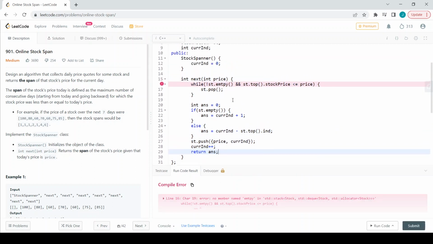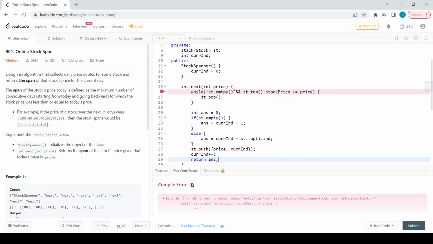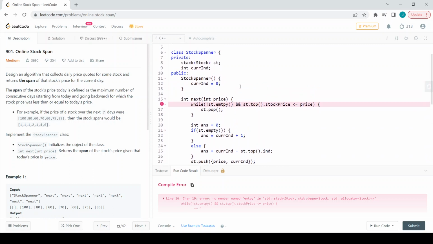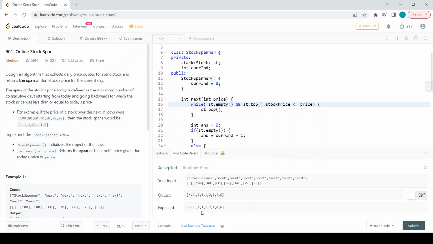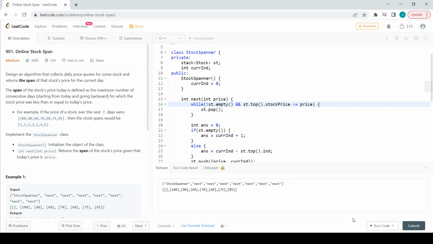Okay, we are getting a wrong answer. Let us check what happens. Sorry, this is a typo, empty. Okay, it gets accepted. Superb.